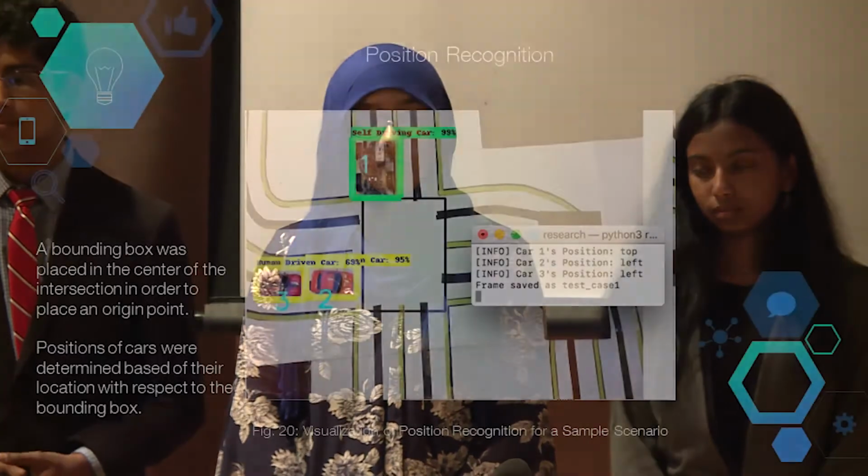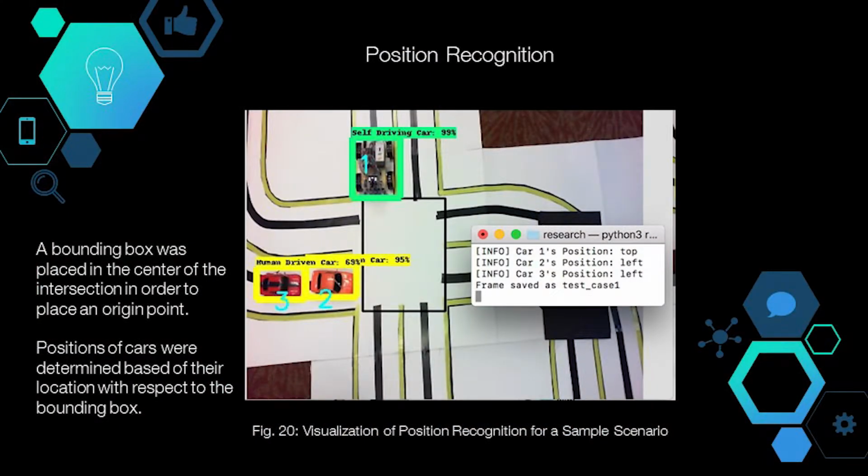In order to determine the location of the cars, we put a bounding box in the center of the intersection. This bounding box served as an origin point, and we determined the locations of the vehicles relative to the bounding box. So the cars were either to the top, bottom, left, or right of the box. We then developed an indexer algorithm to assign specific numbers to each car in the intersection.